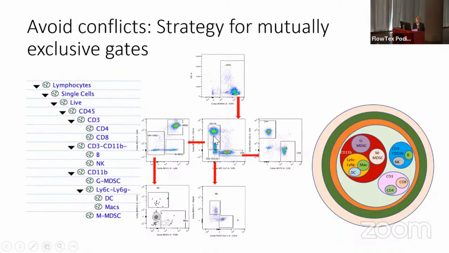Here, I'm going to take my CD11B gate, and I'm going to move that to Ly6C, Ly6G. And once I do that, I can identify my monocytic MDSCs, my granulocytic MDSCs, and these double negatives, which I can then separate out into DCs and macs. This is a mutually exclusive gating strategy. Here's what it looks like on a Venn diagram, and here's what yours should look like. Consider those double negative gates. You don't want to end up with overlapping populations, and if you're doing it fast because your sort operator is annoyed because you showed up 2 hours late and you brought a billion mice, these are mistakes that are going to happen.